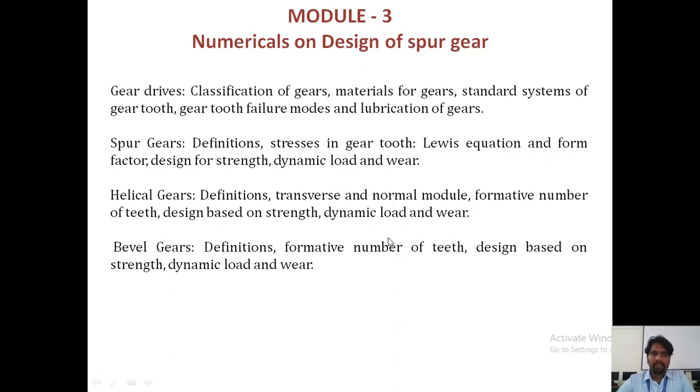The syllabus consists of the gear drives, so all the theory contents, followed by design of spur gears, design of helical gears and design of bevel gears. The examination pattern will be like this. In the examination, they will ask either the spur gear for 16 marks or one from either helical gear or bevel gear. Sometimes they may ask one question from spur gear or helical gear and the bevel gear.